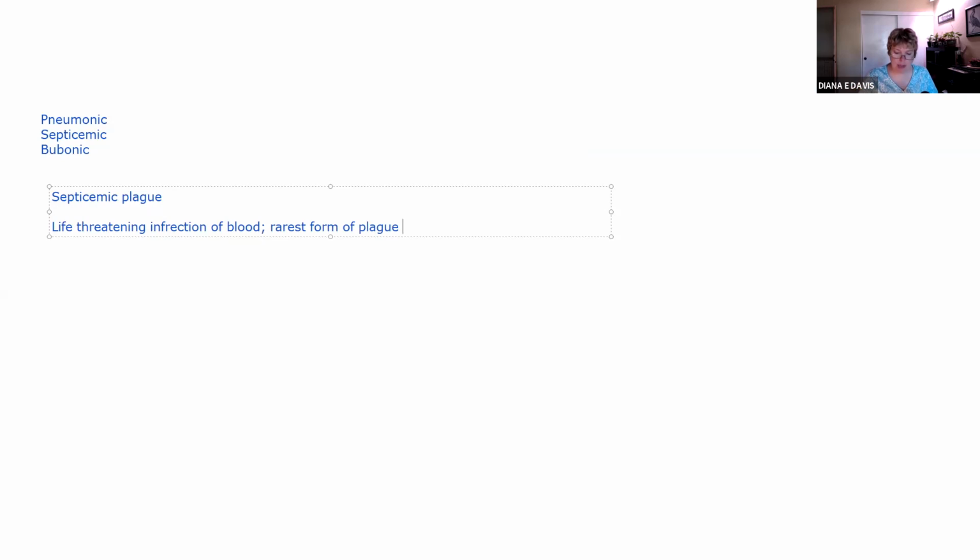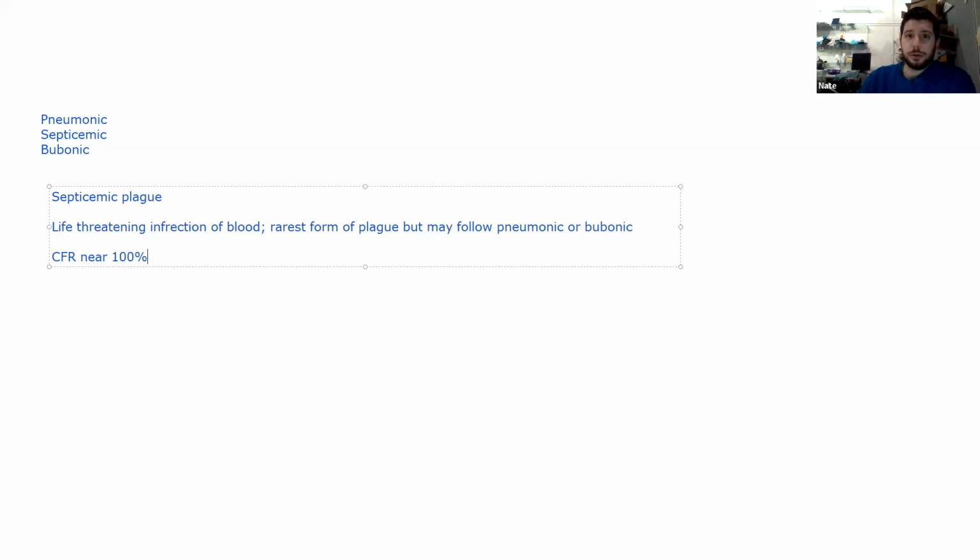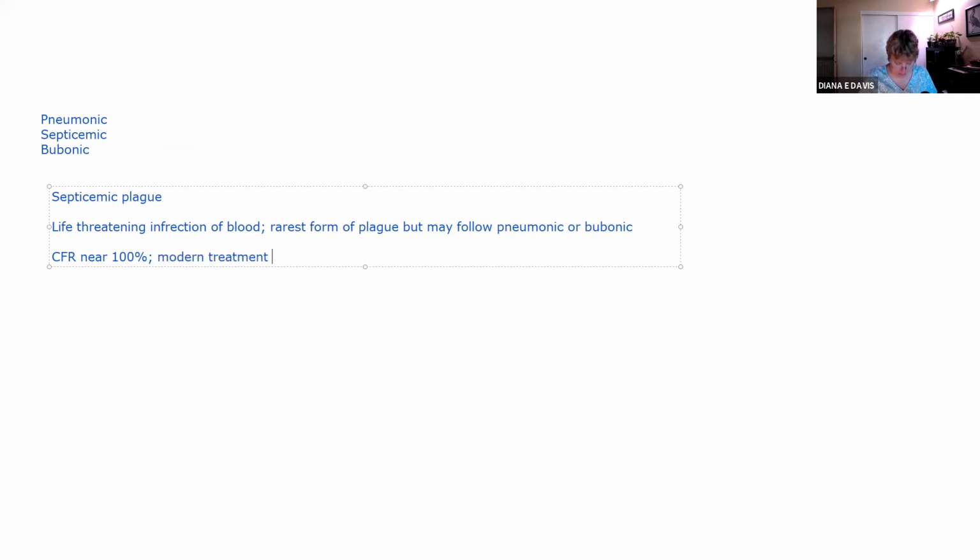This is the rarest form of the plague, but may follow either pneumonic or bubonic. So if you survive the pneumonic plague, but it gets into your bloodstream, this also has a case fatality rate near 100%. Nasty stuff. Untreated or with treatment? Untreated. Modern treatment brings the mortality rate down to between 5 to 15%. But untreated, it is usually fatal in 24 hours.